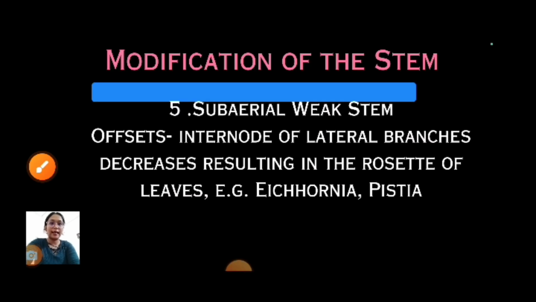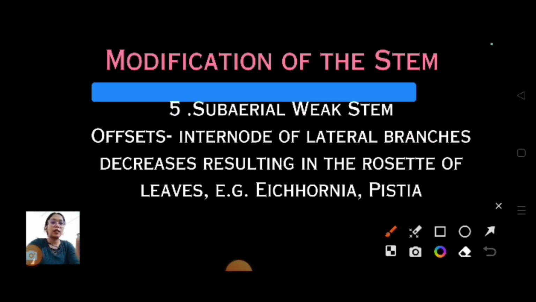Then moving on to the next slide. The fifth part of the modification is subaerial weak stem, offset, it is said. Subaerial means it is above the ground, touching the air. Weak, it is a weak stem, and it is saying offset.